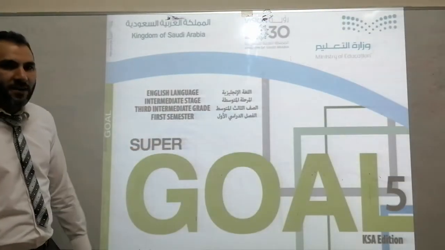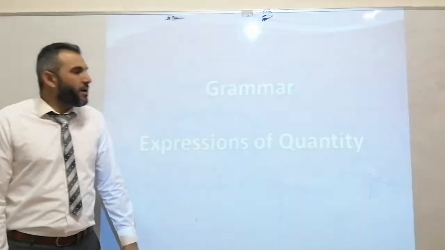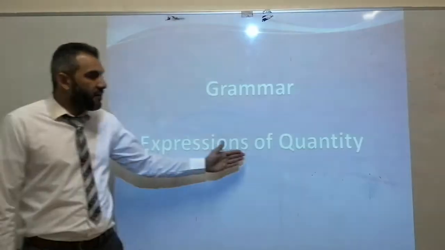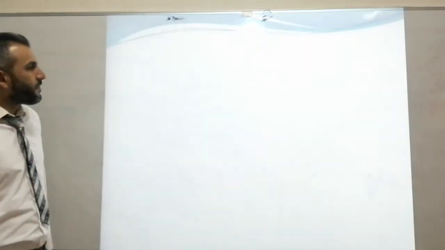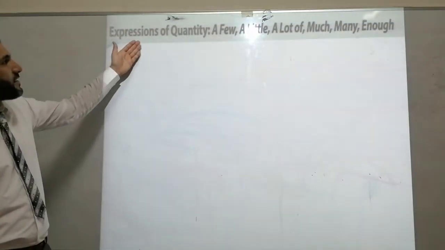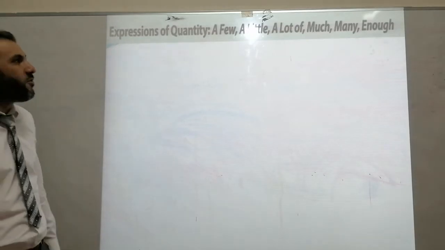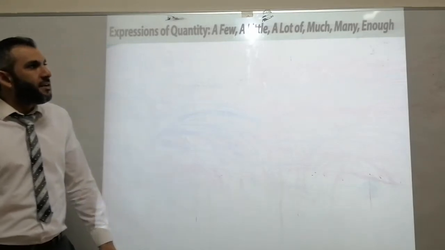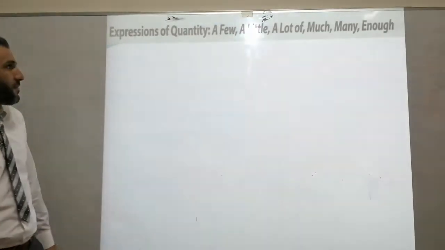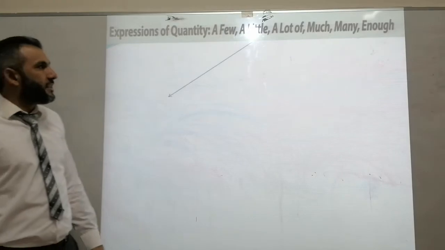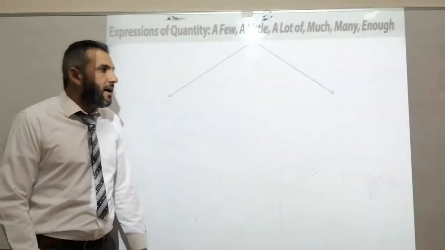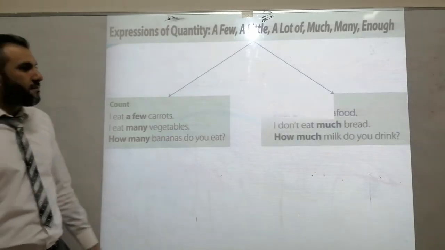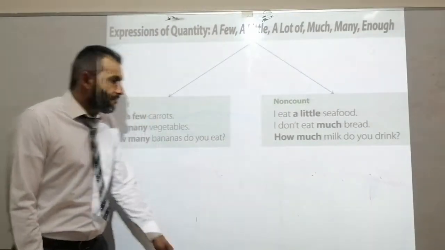Today we are going to talk about grammar: expressions of quantity. Expressions of quantity: a few, a little, a lot of, much, many, and enough. Expressions of quantity divide into two main parts. Number one, count. Number two, non-count.